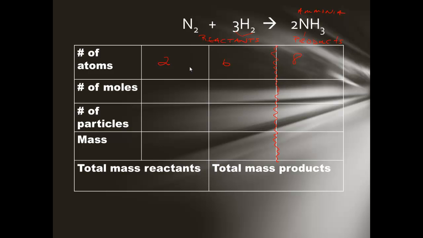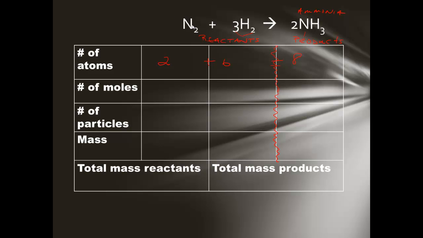So the law of conservation of mass says the number of atoms I start with has to equal the number of atoms I end with. So I have 2 atoms of nitrogen and 6 atoms of hydrogen, and that does essentially equal 8 atoms making up my ammonia.